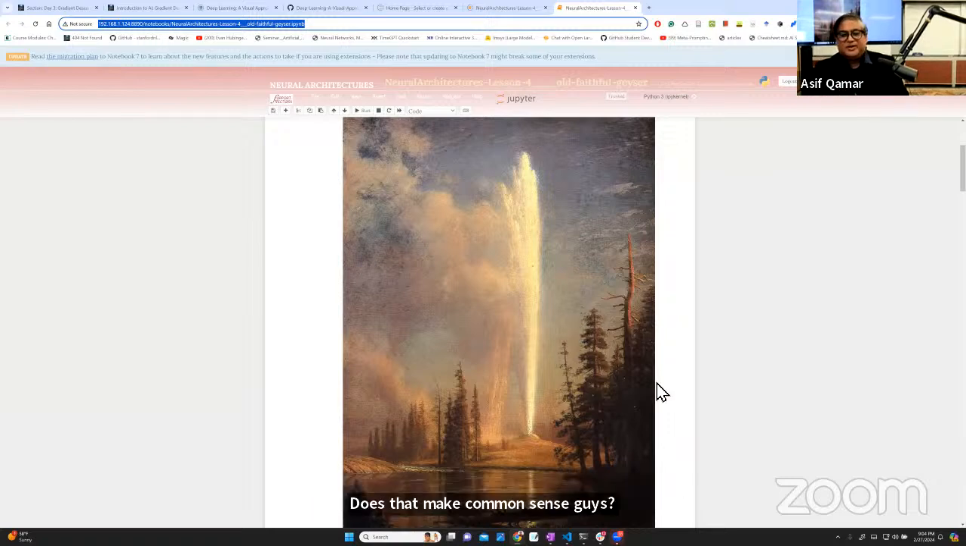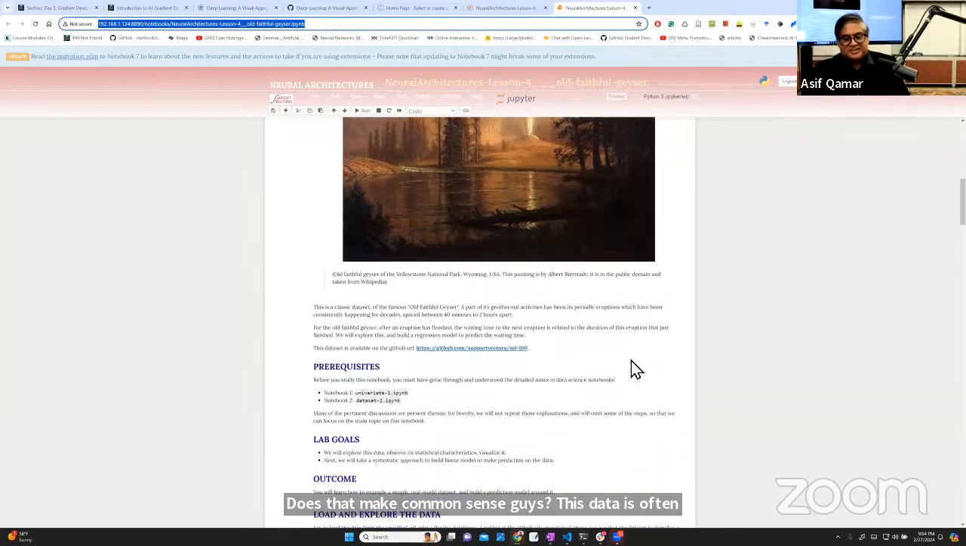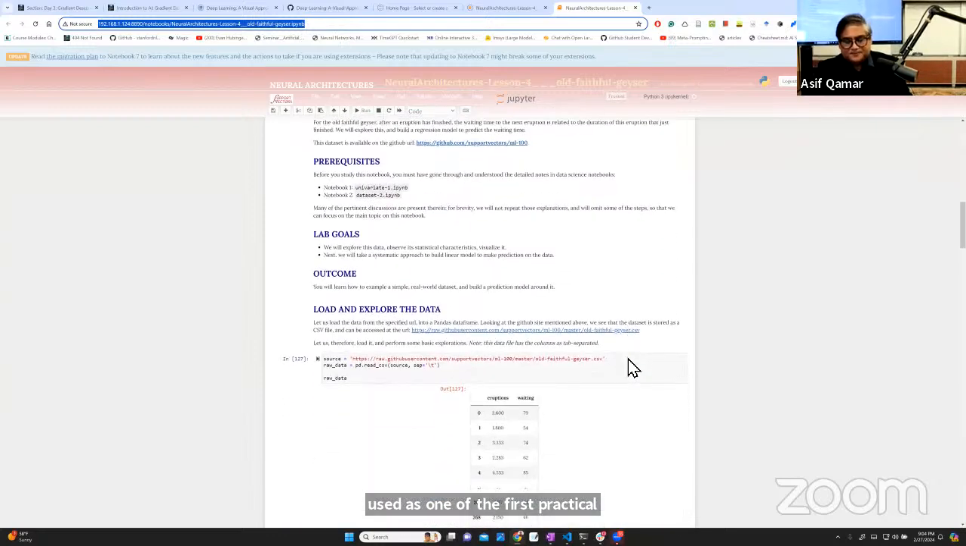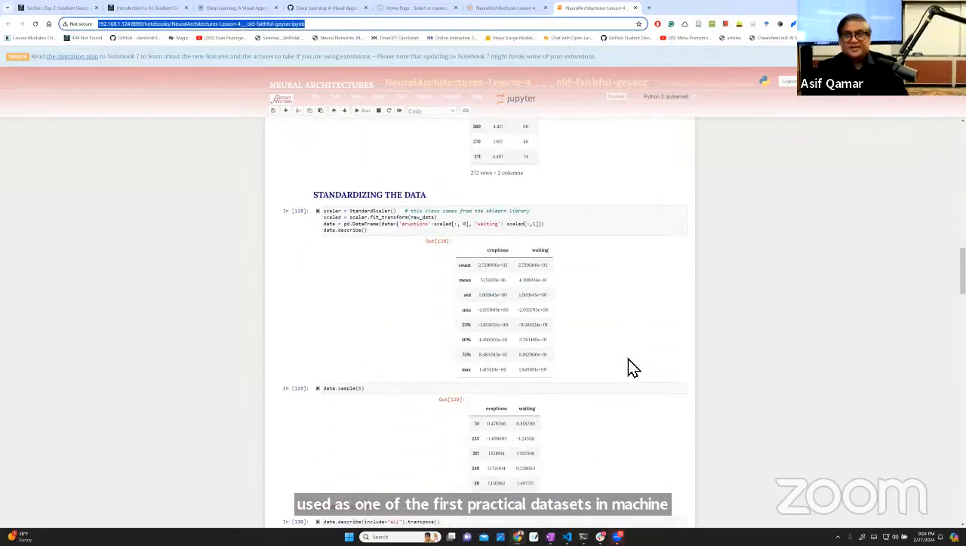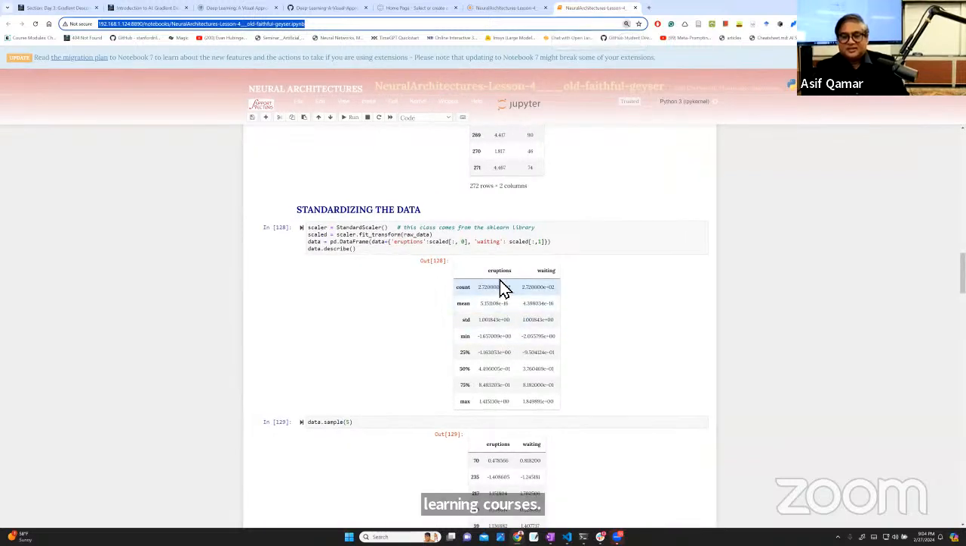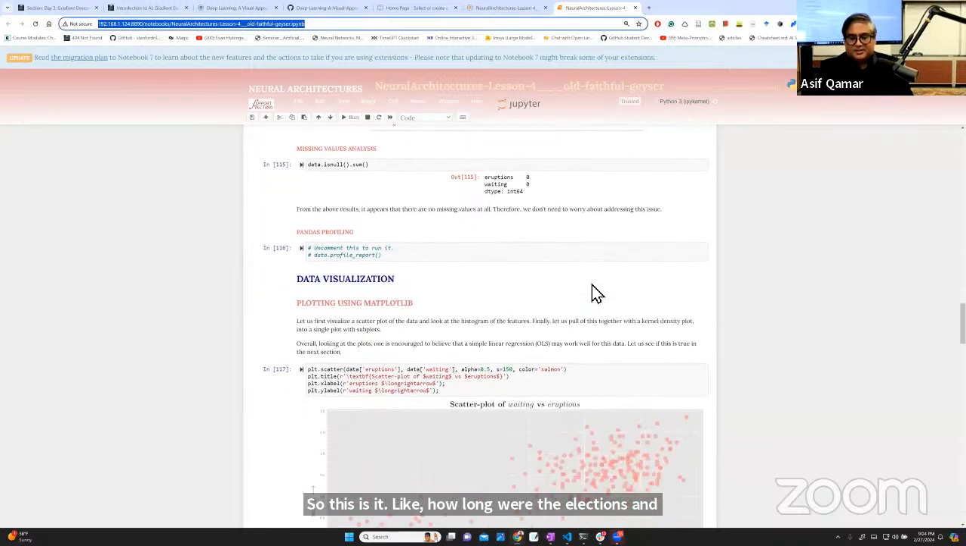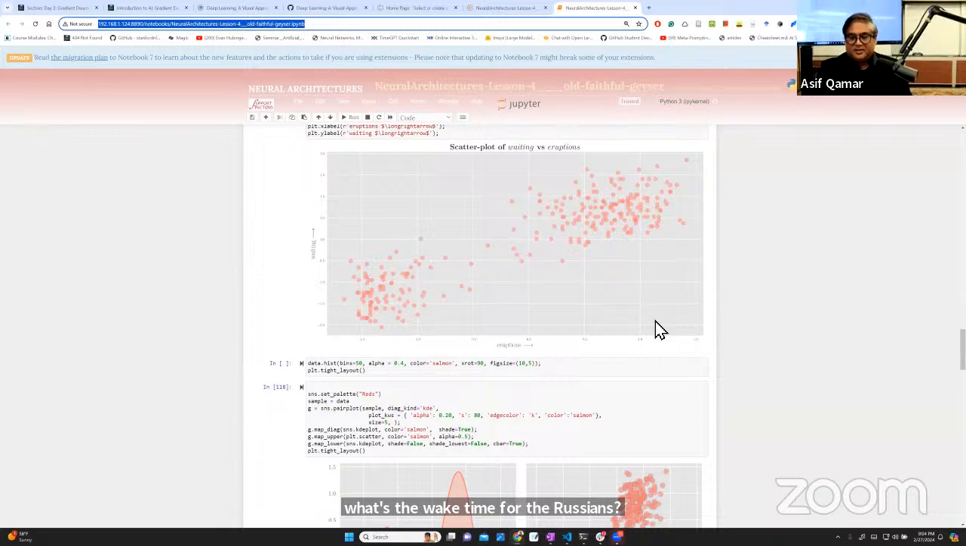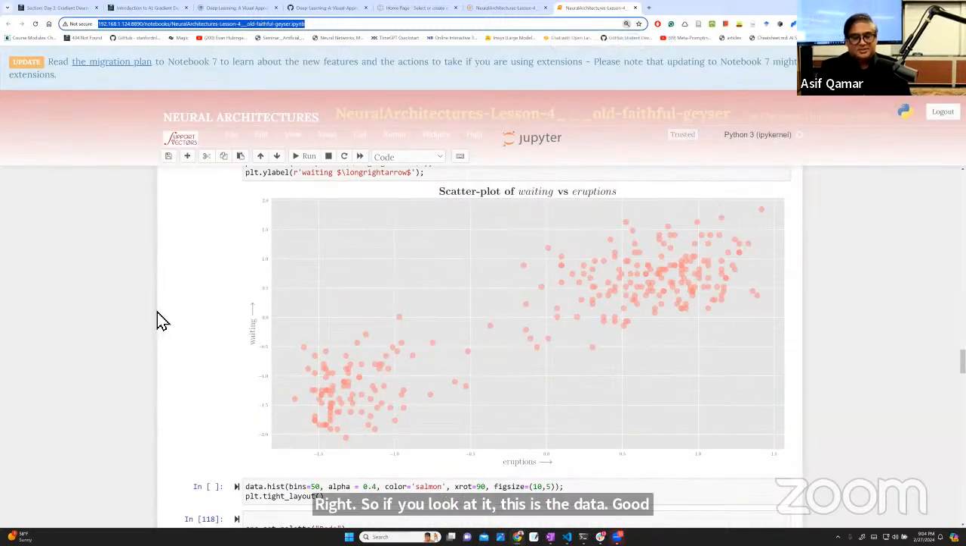This data is often used as one of the first practical data sets in machine learning courses. So this is it. Eruption: how long were the eruptions, and what's the wait time for the eruption, right? If you look at it, this is the data. Eruptions is the length of the eruptions and how long you have to wait. So you have to predict how long you have to wait for the next eruption by looking at how long this eruption is.